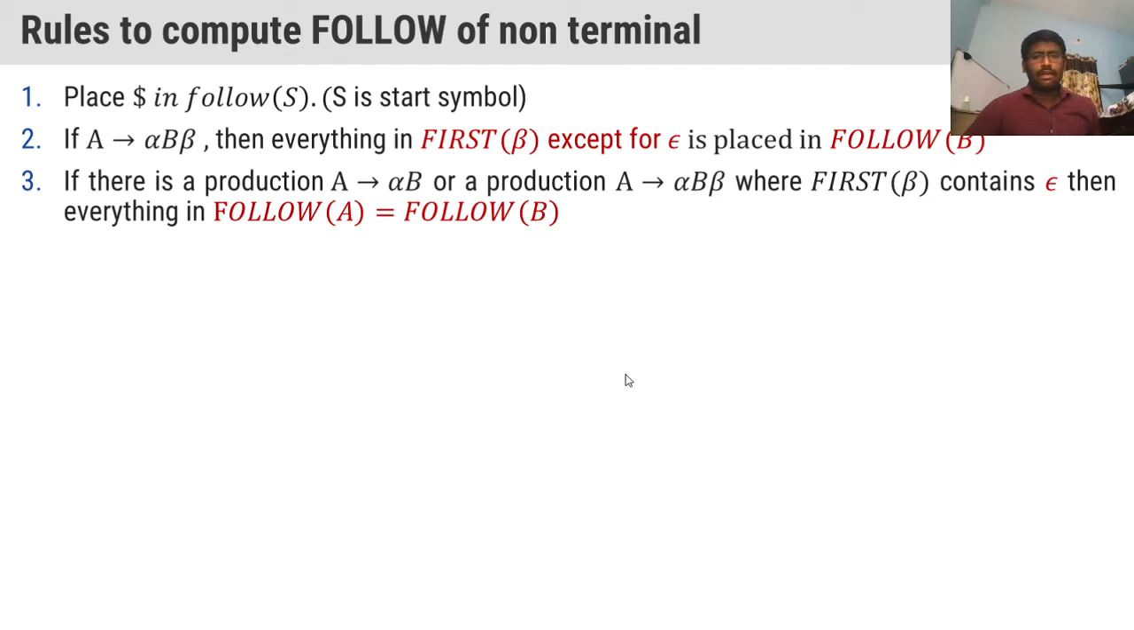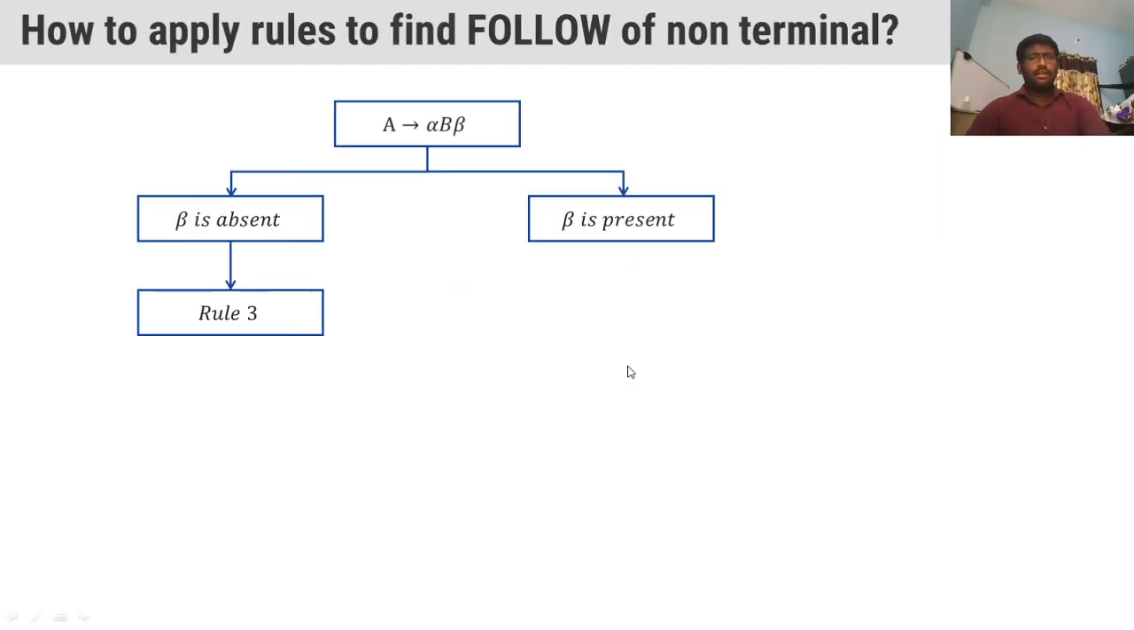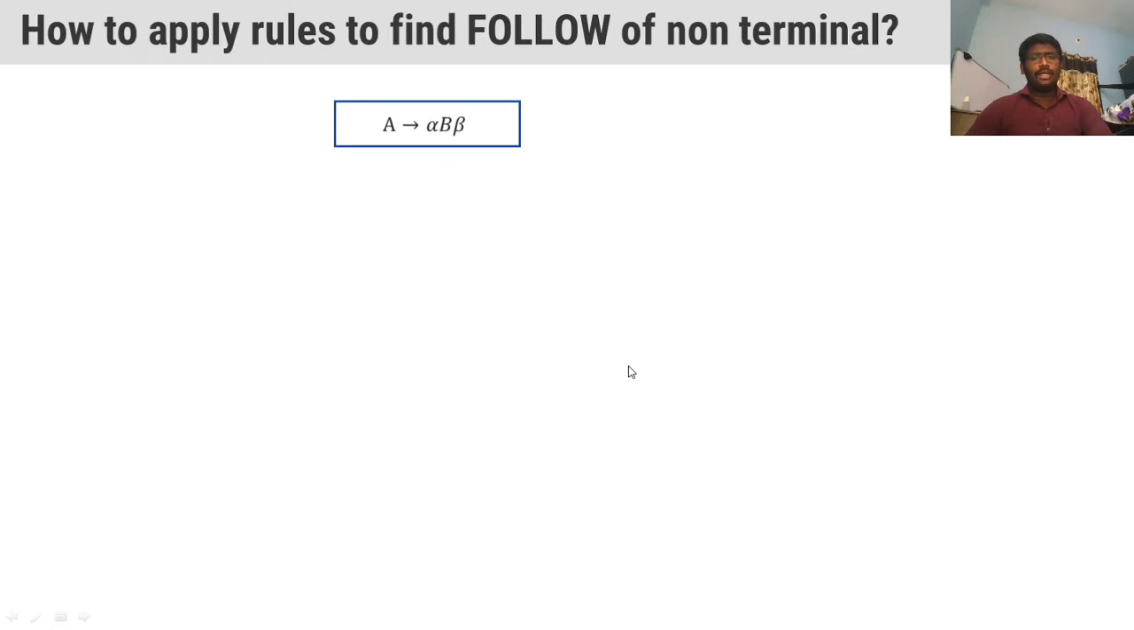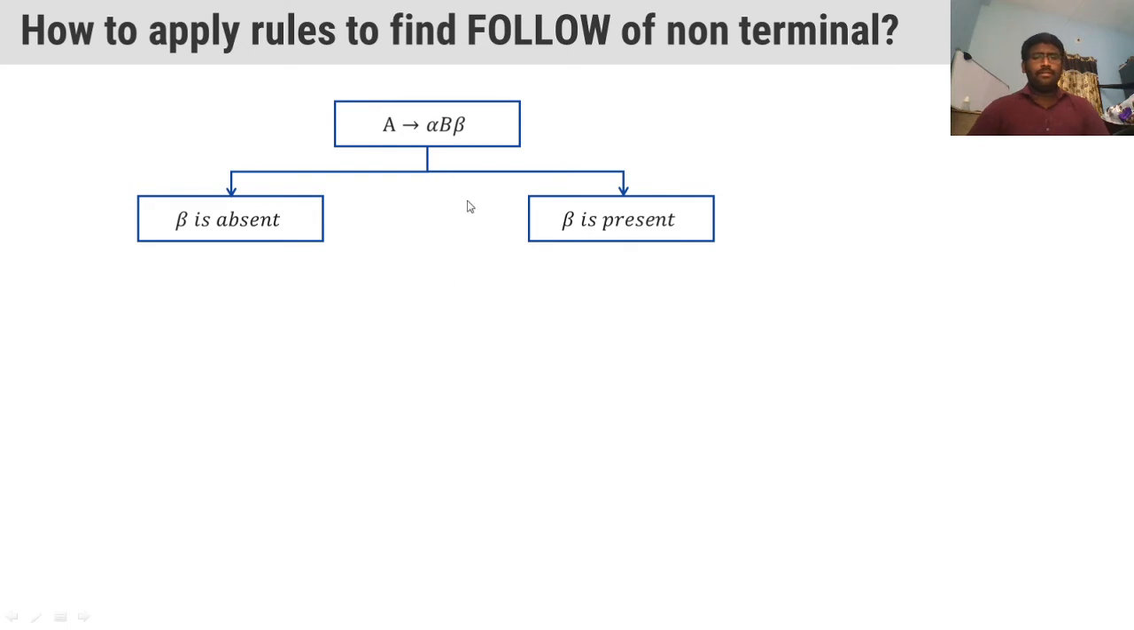These are the rules we are having. We will see some examples, and I am going to show you how we are going to apply the rules to find out the follow sets for the non-terminals. You see, the production is in the form of A implies alpha capital B beta. When beta is absent, what does that mean? If beta is epsilon, or if beta is not having any symbol, consider the beta place is absent or beta is having epsilon, we will apply rule 3.